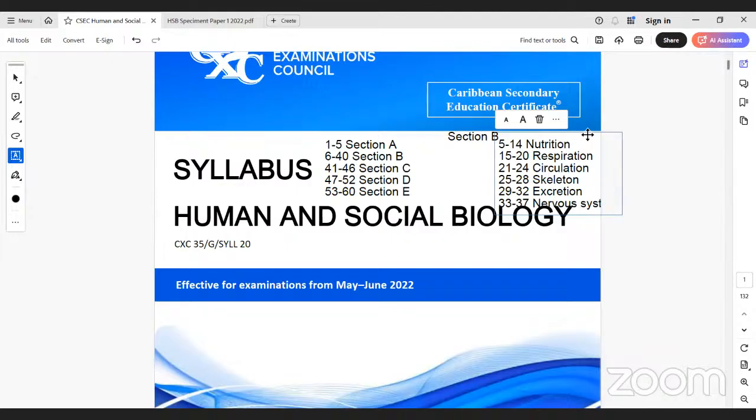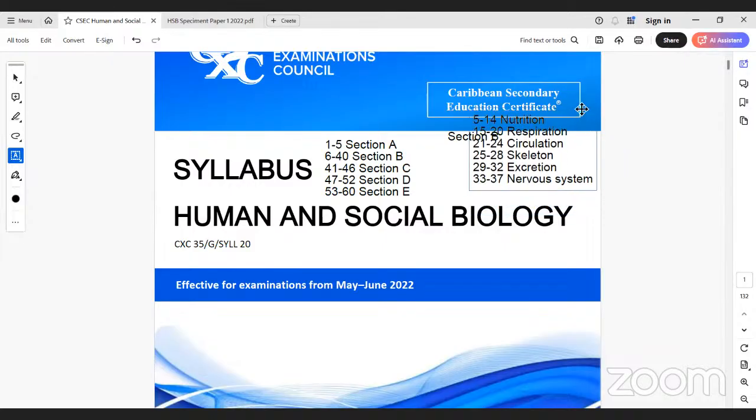Nervous system has the eye in it as well. After nervous system, we know we end off with excretion. Not excretion, reproduction. We end off with reproduction. So to about 38 to about 40, let's make it, yeah, reproduction.